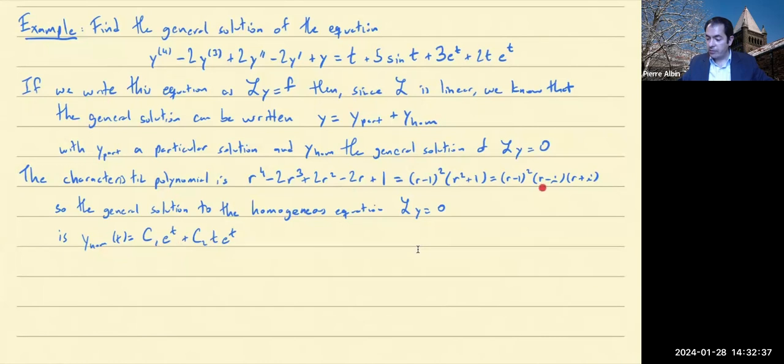right? Next, we have these complex conjugate roots, i and minus i. So we could include e to the it and e to the minus it, or we could include cosine t and sine t, which is what we'll do. So here I can write C3 times cosine t plus C4 times sine t. Okay, so that's the general solution of the homogeneous equation. So now we just need to find a particular solution.